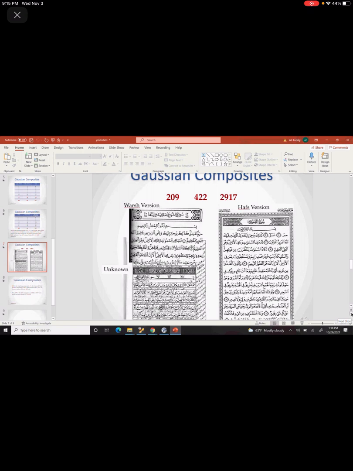So it tells you only the Hafs version is correct. The Warsh version and the other version, which is unknown, and there are other ones too that I don't know about, but it doesn't matter. As long as they are bundling those up together, Hamim and Ain Sin Qaf, they do not belong to the structure which is enforced by the mathematics, which is generated by mathematics.